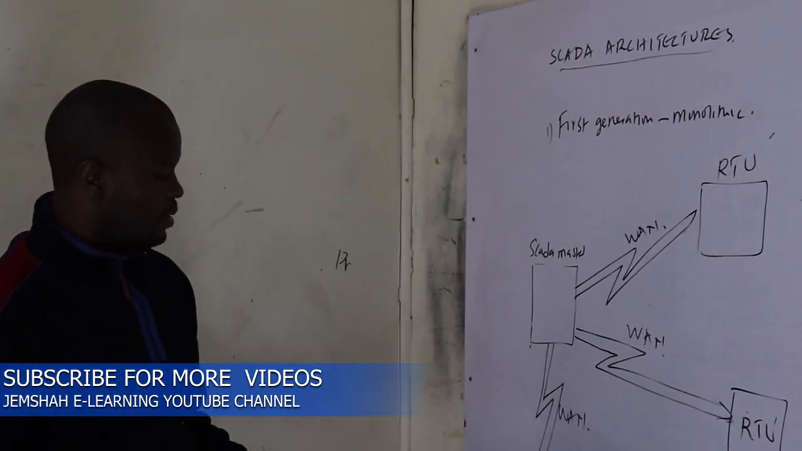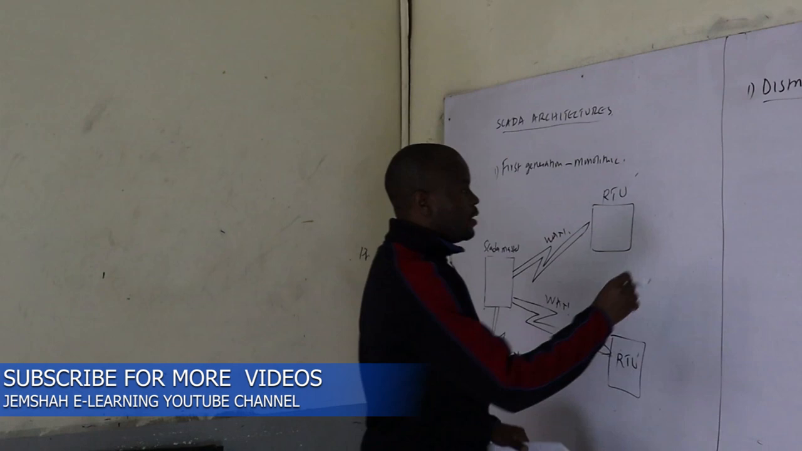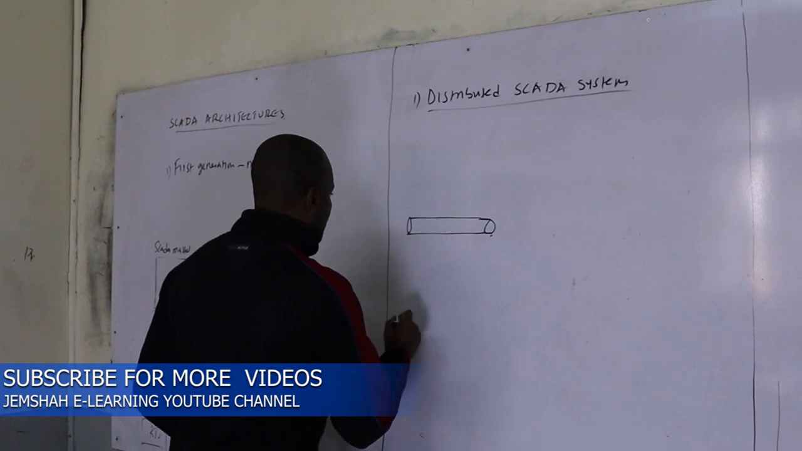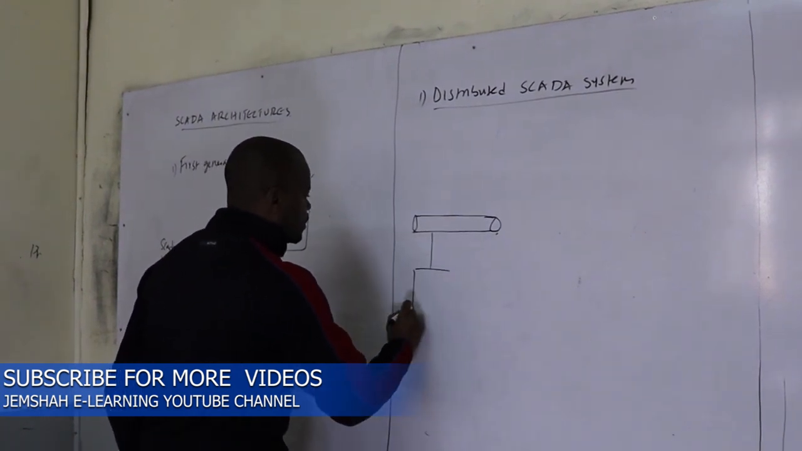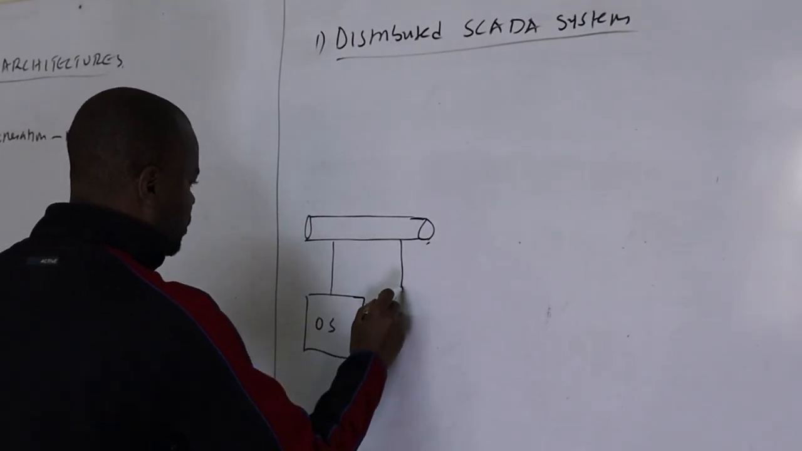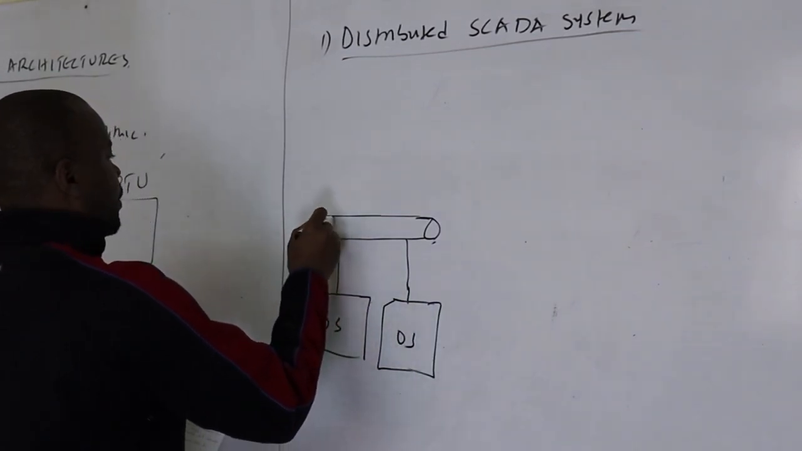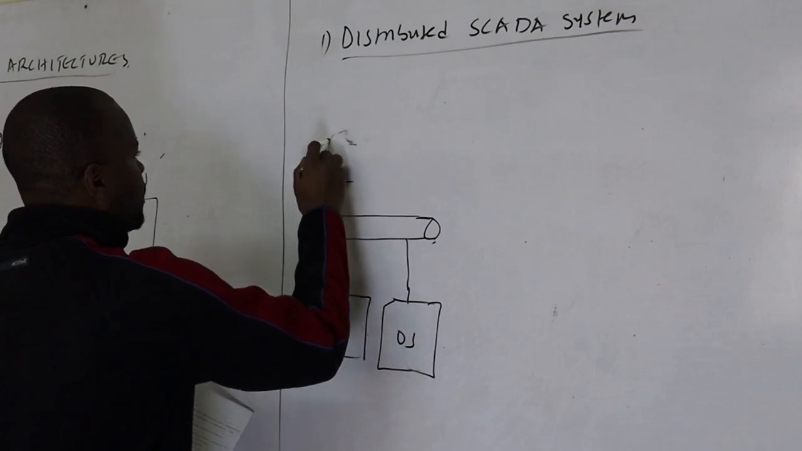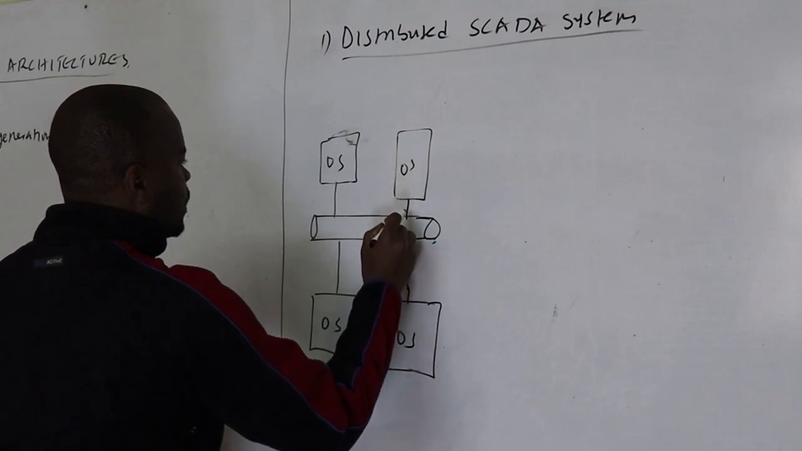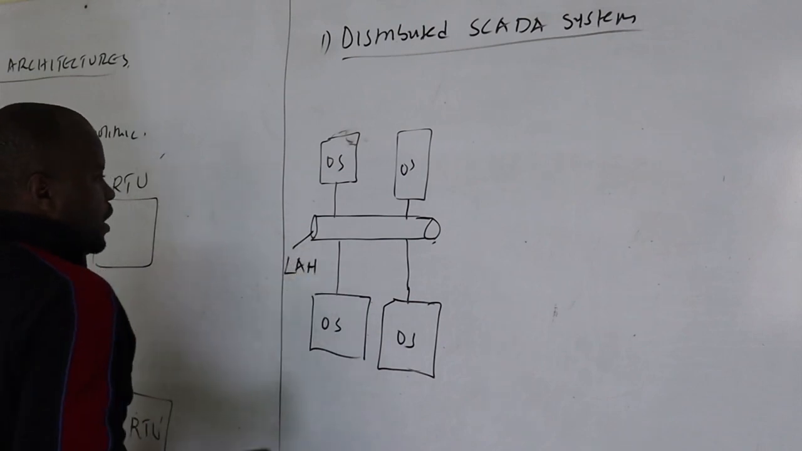So when you talk about the distributed system, in this case, we introduce a bus. So there was a bus in that case. And on this bus, we can talk of the operating stations. Then we can also talk about another operating station here, and another operating station here. So in this case, we are simply talking about the LAN communication network.